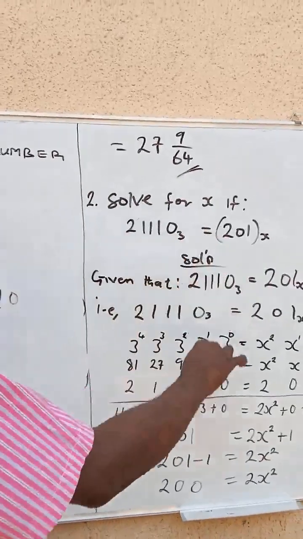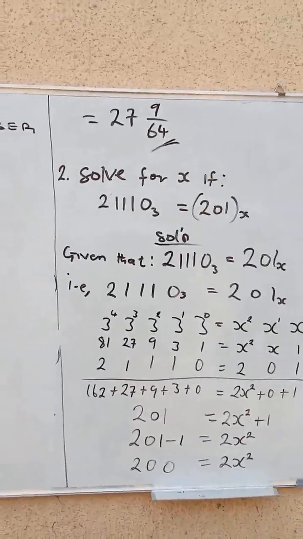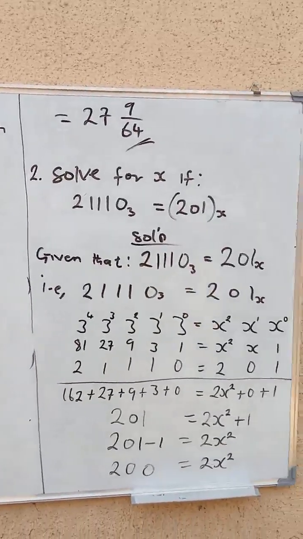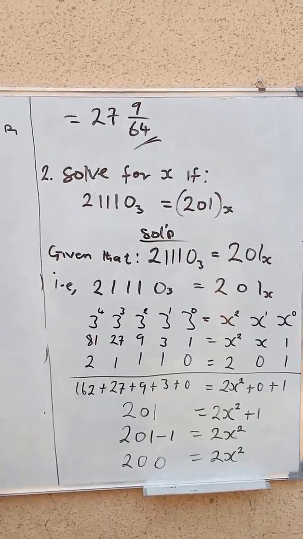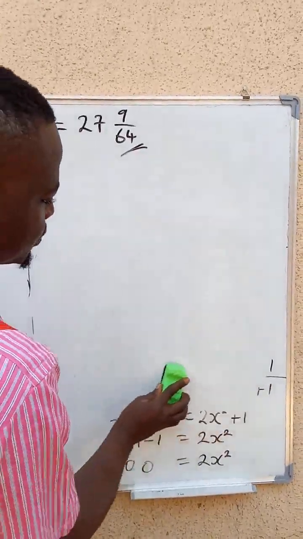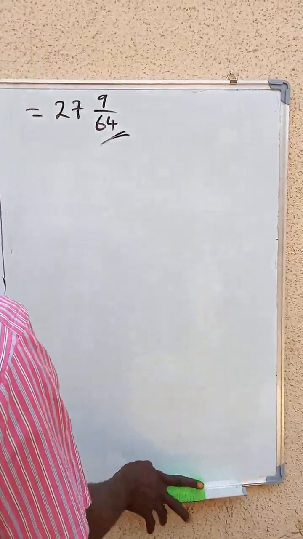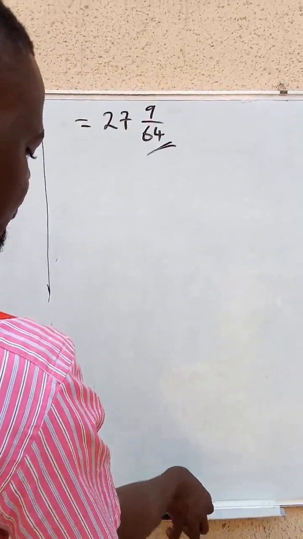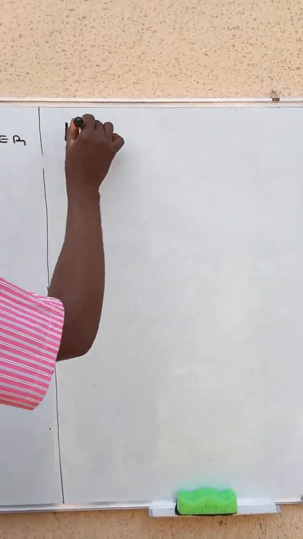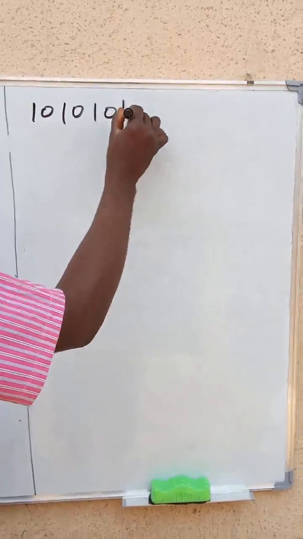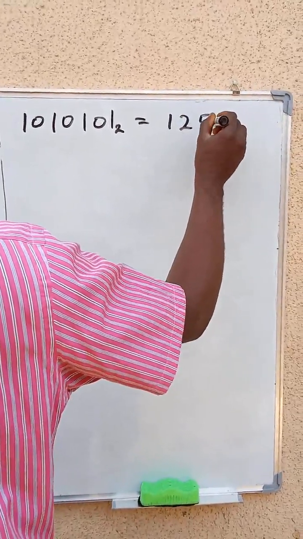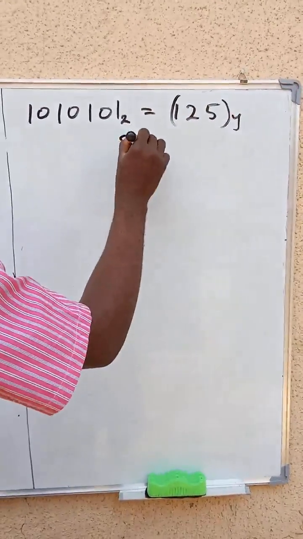Let's try to go through this from here. The last example under this: I have 1010101 in base 2, the same thing as 125 in base y. Solution.